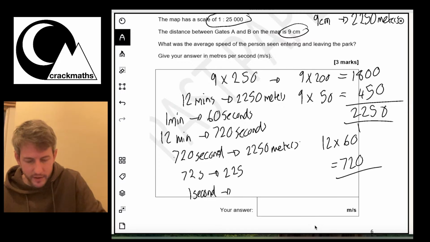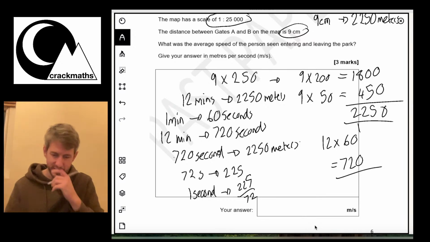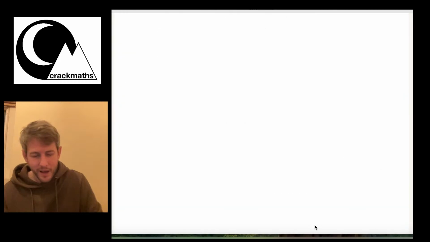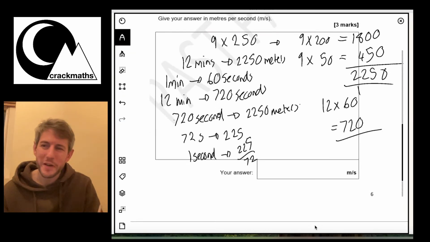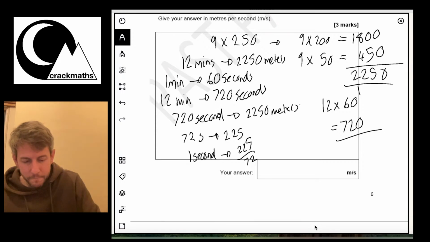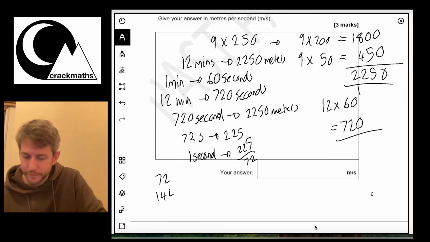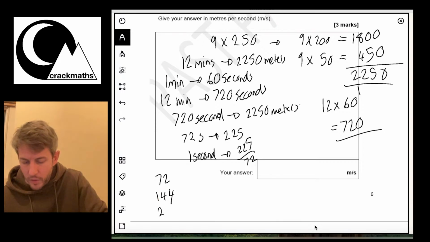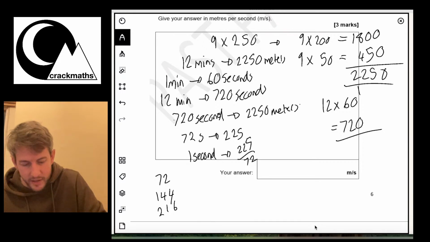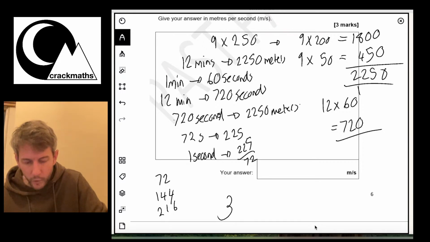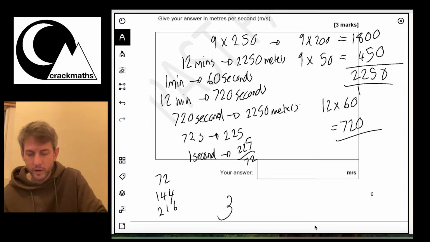So 1 second is going to be 225 divided by 72. Wow, okay. This must be a calculator question. But let's work it out. So 72, 144, and I'm counting up in 72s here to see what the whole number part is going to be. Because this is a top heavy fraction: 72, 144, 216.